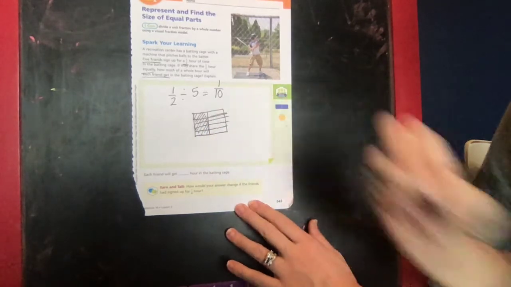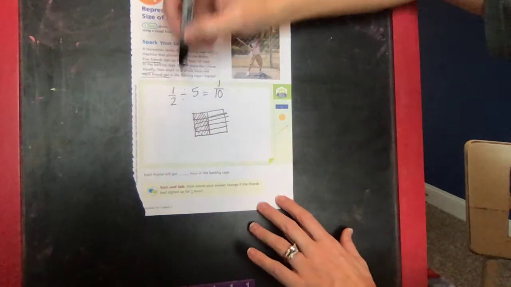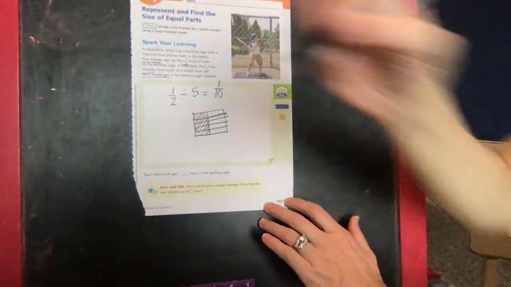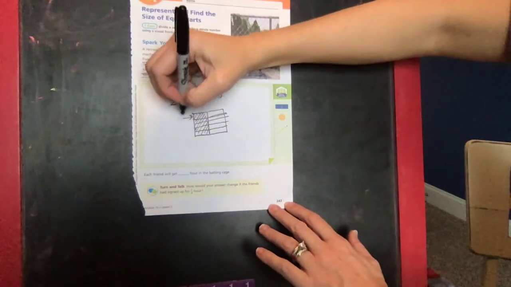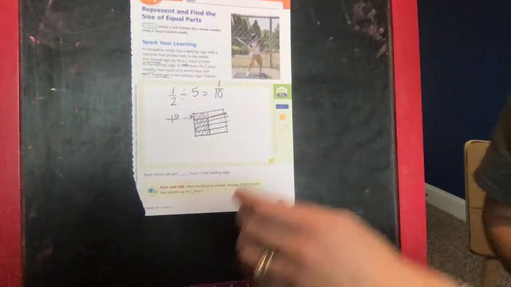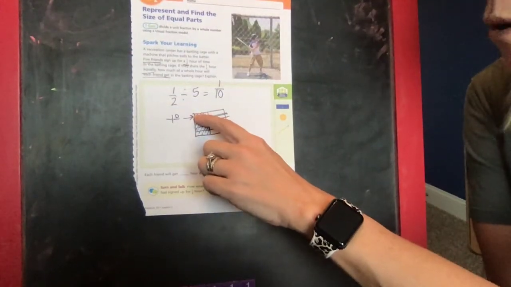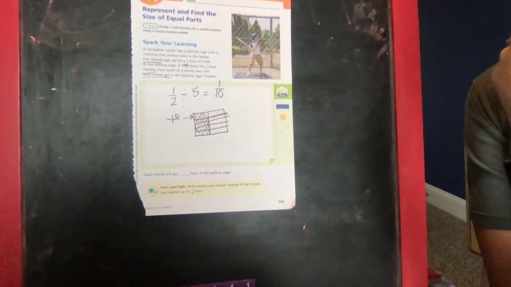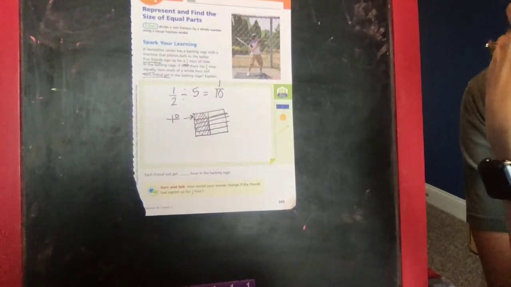Okay, let me make that darker. So remember, there's 5 friends. Each friend is going to get a chunk of that time. This one piece is represented as 1/10 because this is one part out of 1, 2, 3, 4, 5, 10 pieces. So I hope that makes sense.